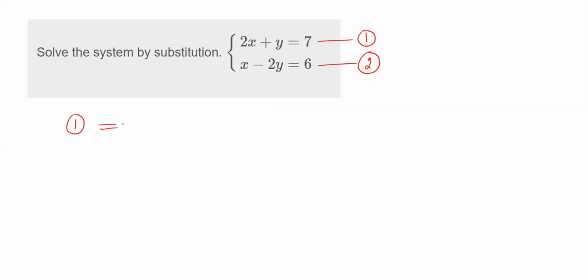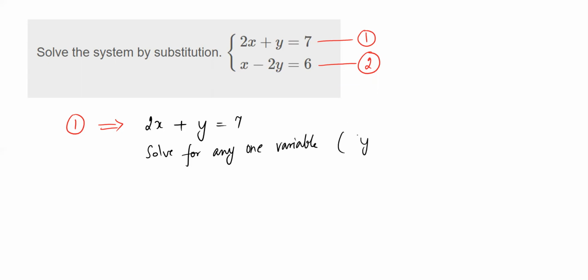So I take equation 1, and let's write that out as 2x plus y equals 7. I need to solve for y. So I'll just say solve for any one variable. In this case, we're choosing y. Y has no coefficient, right? There's no number in front of y. So it just makes it easier to solve for y. We could have done it for x as well.